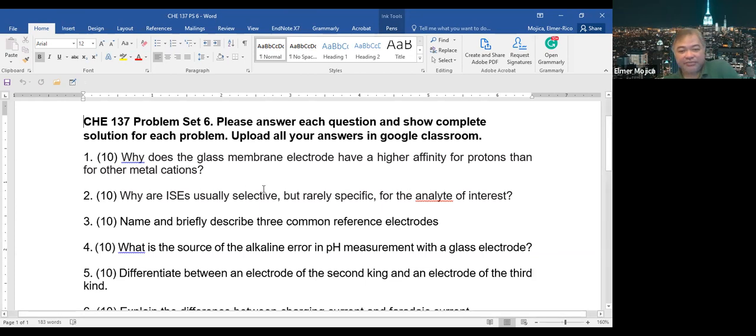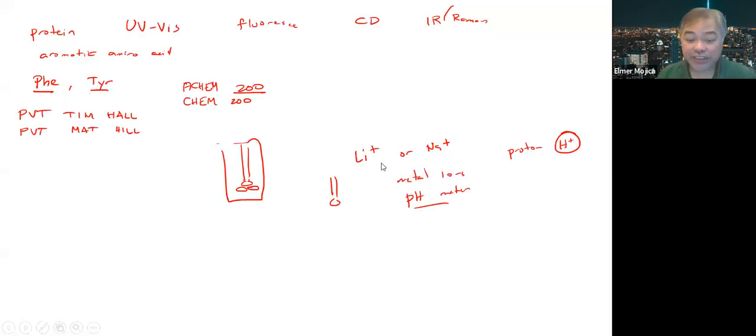Now, name and briefly describe three common reference electrodes. So, if you watch the video, specifically, dalawa lang yung minention doon eh. Okay? Pero yung isa, pwede natin i-consider na reference electrode. So, one of the common reference electrode yung tinatawag natin saturated calomel electrode. So, yung saturated calomel electrode, okay, this is a conducting wire which is in contact with a mixture of mercury ion mixed with calomel.